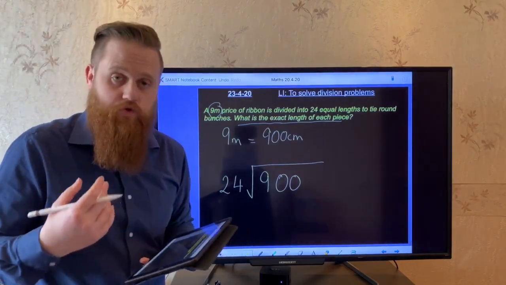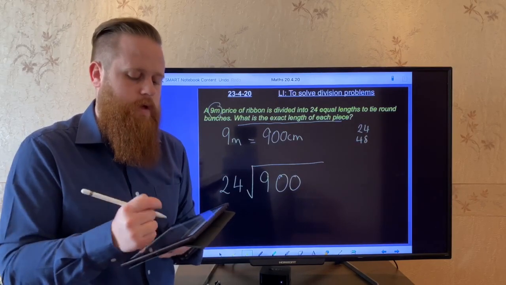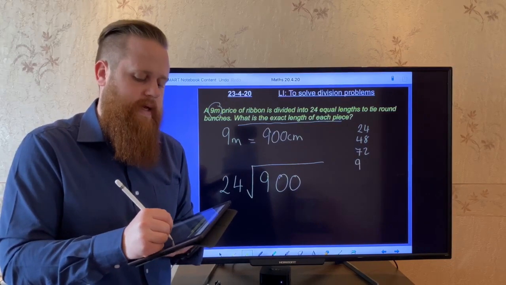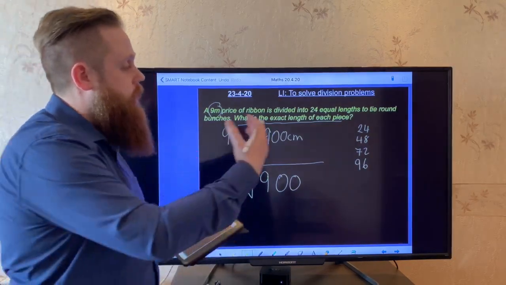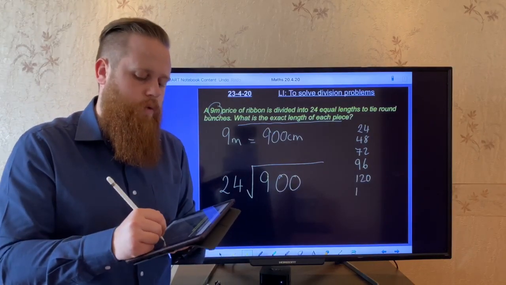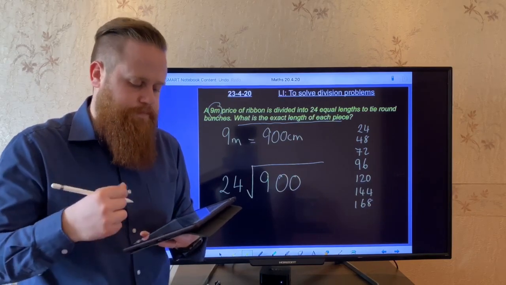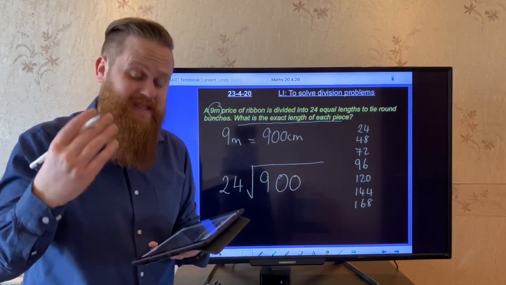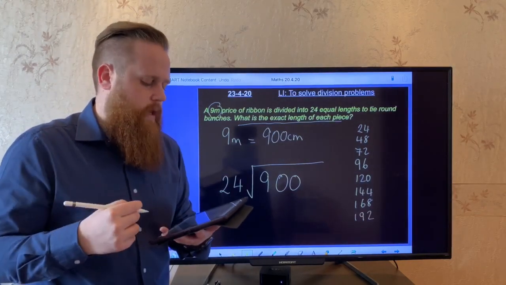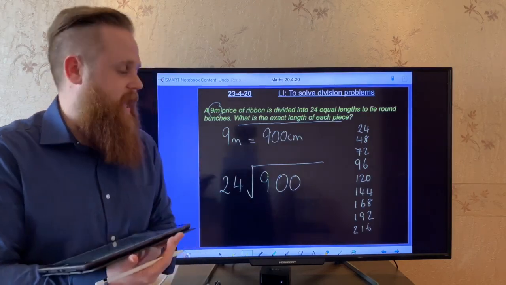So, if you're struggling, the first thing to do is write down that multiplication table. 24, 48, 72, 96, and you keep going and going and going, okay? So after 96, I'll be left with 120, 144, 168. Keep going all the way up to the times by 9, okay? That'll give me 192, 216, and of course, it'll be 240.